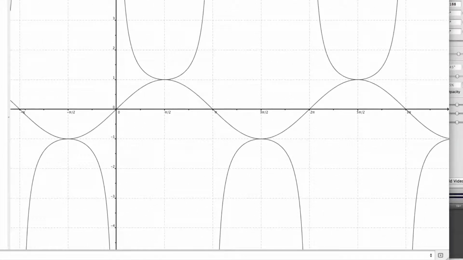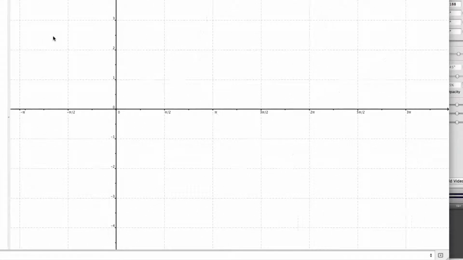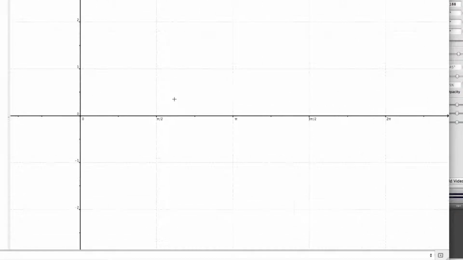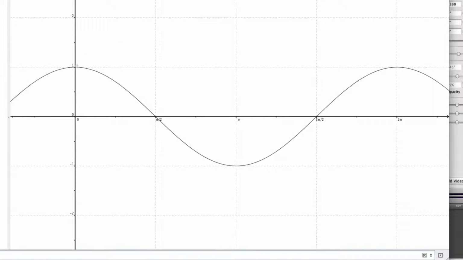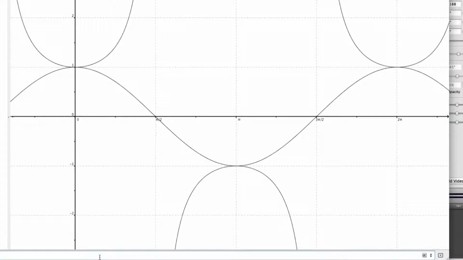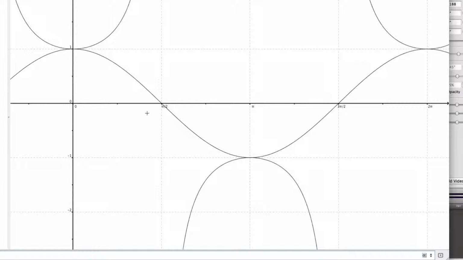Okay, so what would be different about, say, cosine? Well, if I zoom back in here, here's our 0 to 2 pi period. And let's say y equals cosine of x. There she is, starts up at 1, goes down to -1, back up to ground level, and then back up to 1. If we now graph y equals secant of x, it also does the same thing as cosecant did.